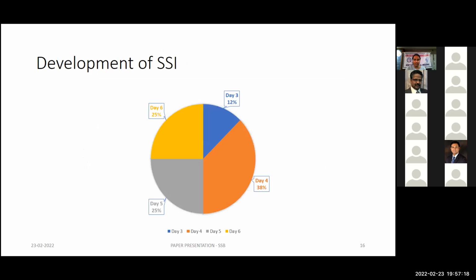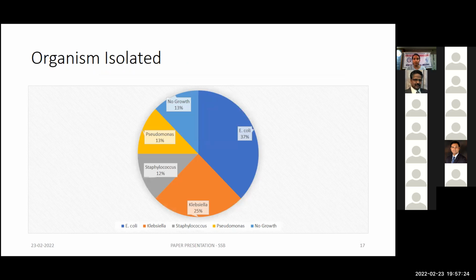As for the development of SSI, most commonly the patients presented on day 4, followed by day 5 and day 6. The most common organism isolated was E. coli, which contributed to 37%, followed by Klebsiella, Pseudomonas, and then Staphylococcus aureus.